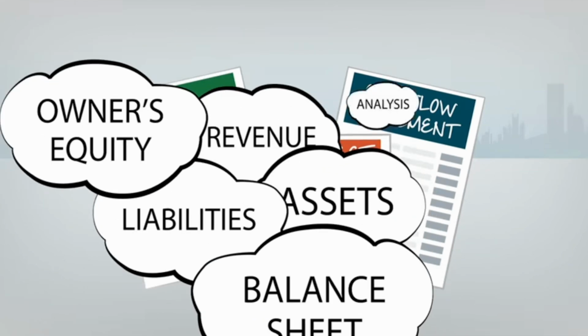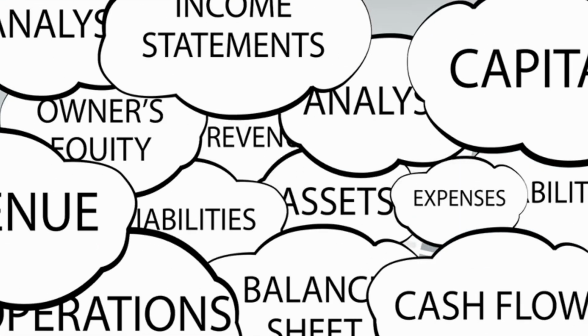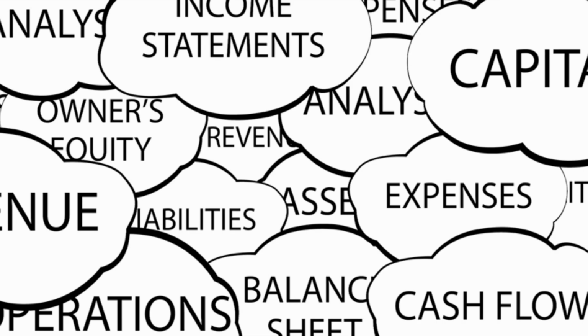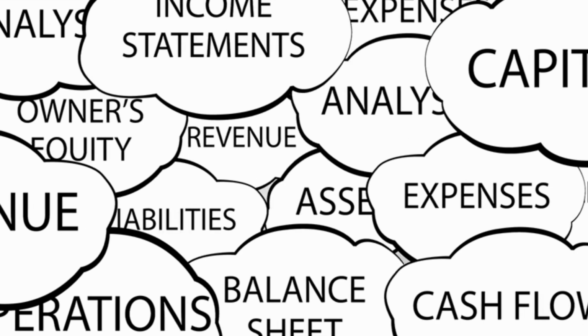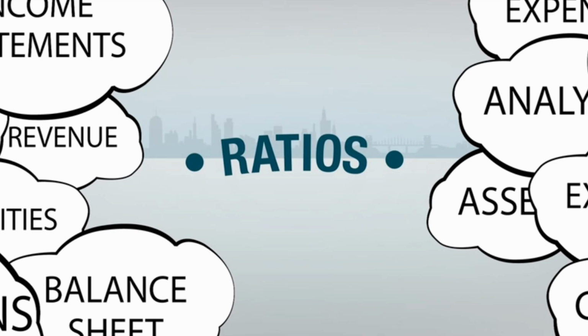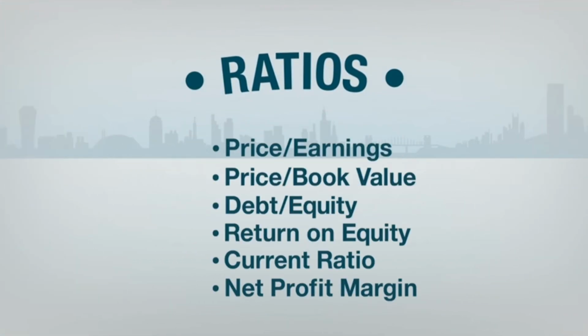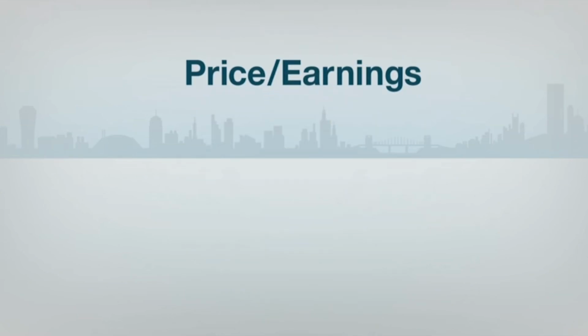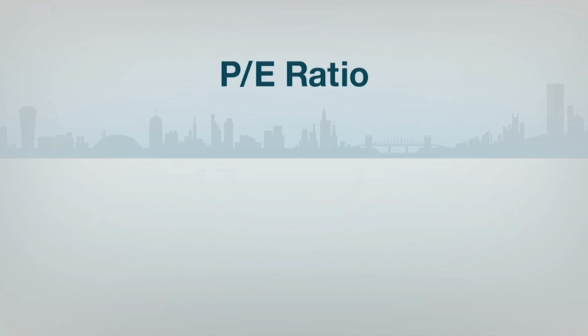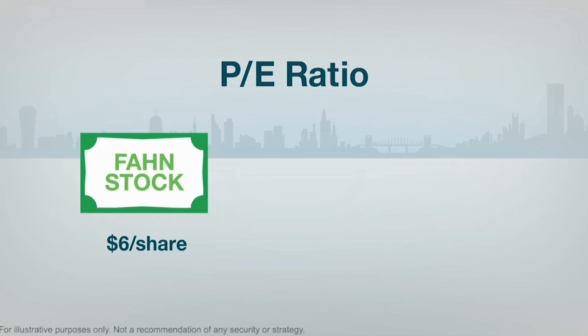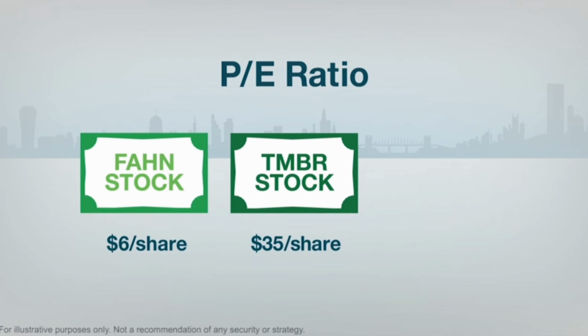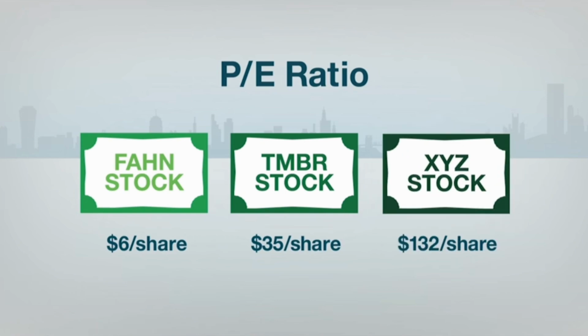As you can see, there is a lot of information in the three financial statements. With all of these facts and figures, analysis can be a little tricky. This is why some investors may use ratios. There are several ratios that can help an investor compare stocks, but we'll focus on one of the most common, the price to earnings, or PE ratio. Let's say you have one stock that's trading at $6 a share, another at $35 a share, and a third at $132 a share. How would you know which one is the best value?